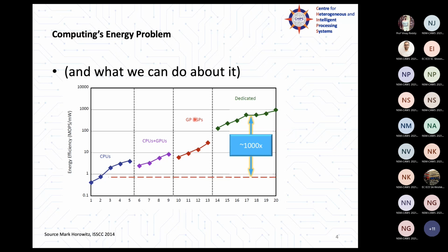We need to make sure that whatever the application is, our transistors are meant to run those applications, which is only possible through dedicated hardware. So when I say dedicated hardware, what do I really mean by that? We want to look at algorithms and build architectures that match these algorithms.